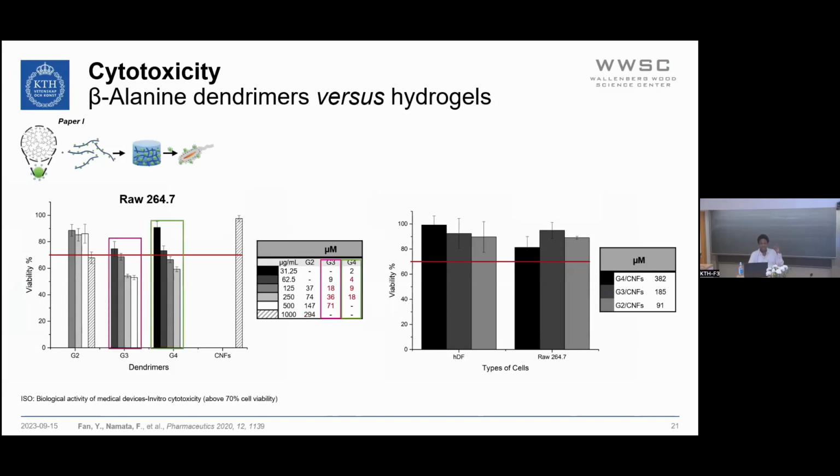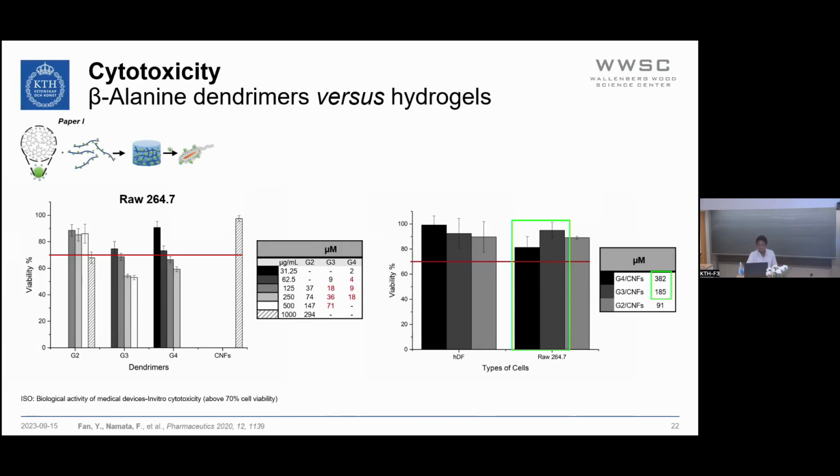Here's an example. If we look at the G3 and the G4, the G3 you can only use up to 9 micromolar, and the G4 only up to 2 micromolar in concentration. But when you look at the cell viability in the hydrogel, we had 300 for the G4. This is more than 200 times the concentration of the dendrimer, and it was not toxic. So this got us very excited.